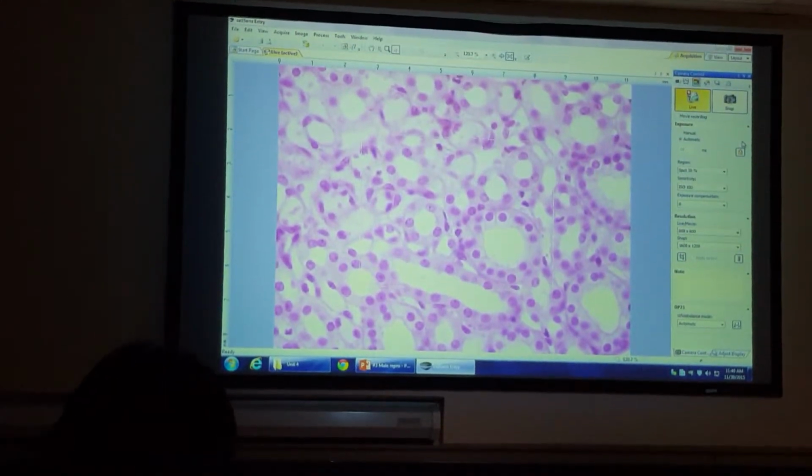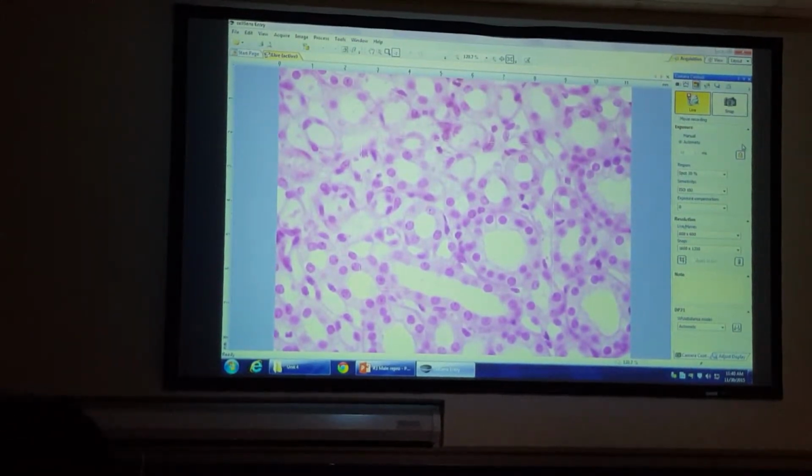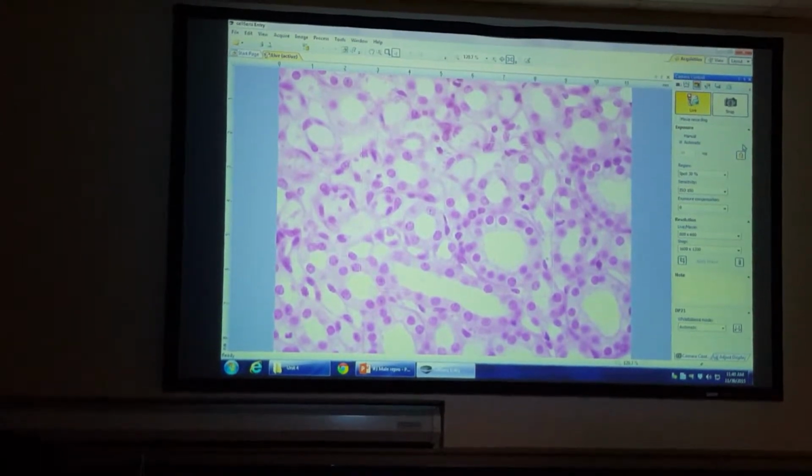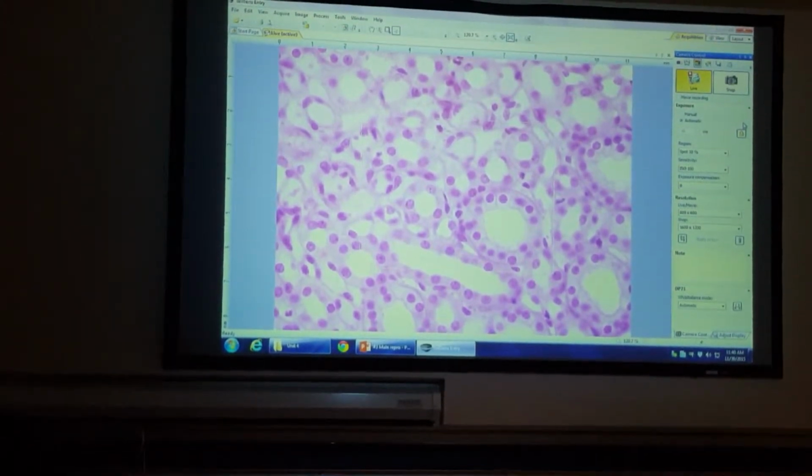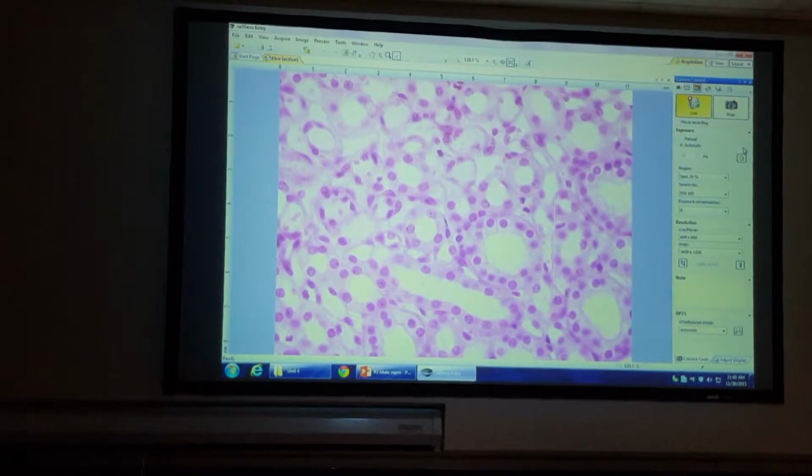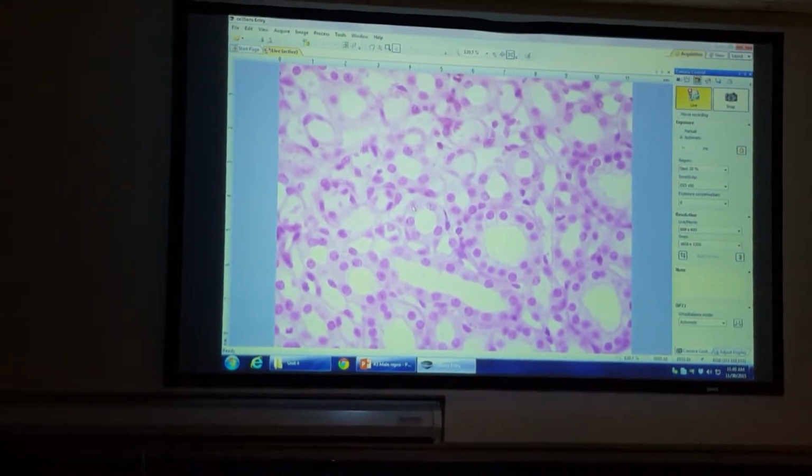The medulla. Good, the medulla. I don't see any renal corpuscles. All I see are a lot of cross sections of tubes. This is the renal medulla. What is this structure here?